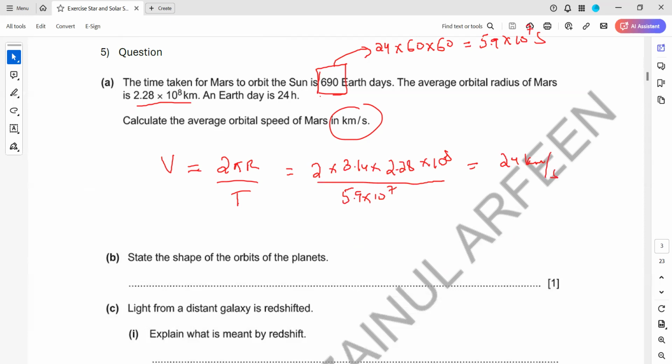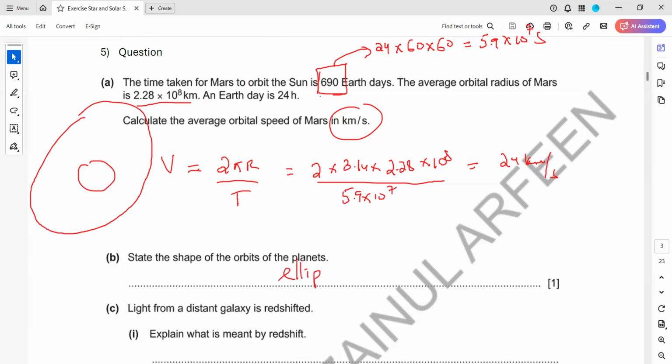Is it clear, this one? How we worked out the orbital speed. Part B will be oval. Next one, so we call that an elliptical. State the shape of the orbit, because the orbit is not exactly circular, it is elliptical. So don't say oval, it is elliptical actually.